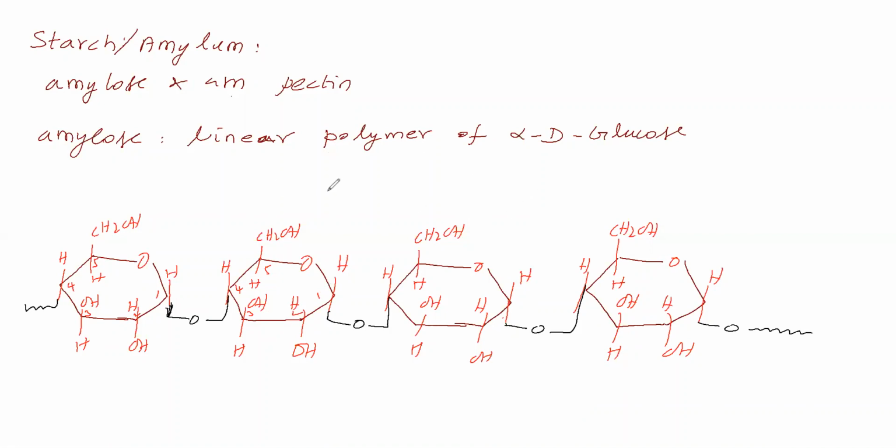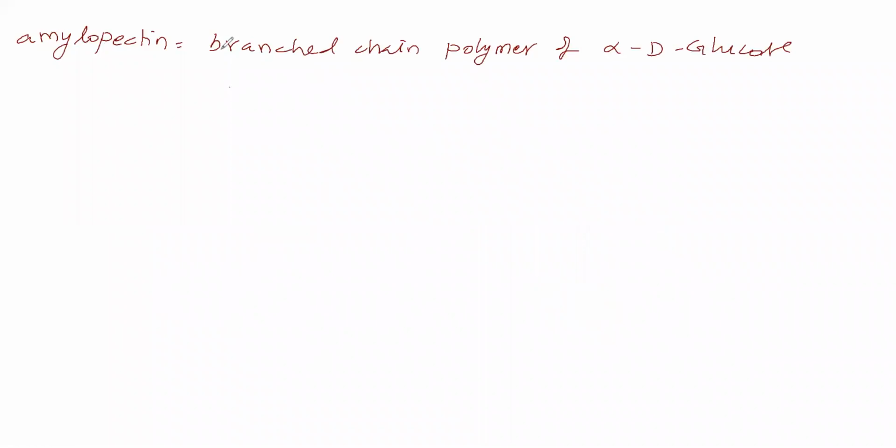This linear polymer of alpha D glucose is called amylose. Starch contains amylose as well as amylopectin. How will amylopectin be there? That we will see. Amylopectin is a branched chain polymer of alpha D glucose.